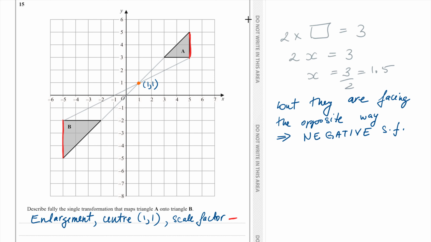So the scale factor is minus 1.5. Question 16. Here are the first 5 terms of a quadratic sequence. Find an expression in terms of n for the nth term of this sequence.